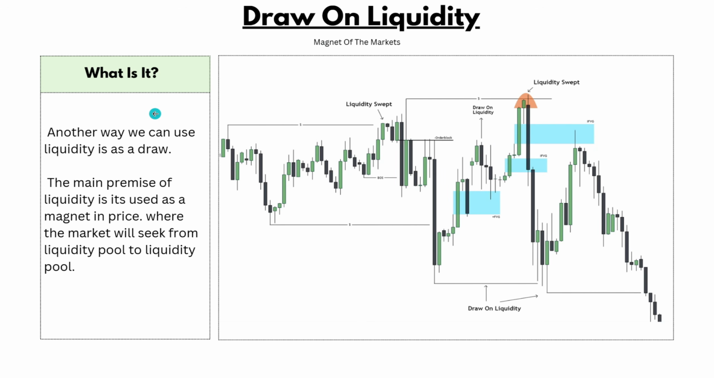Another way we can use liquidity is as a draw. The main premise of liquidity is to be used as a magnet, where price will seek from liquidity pool to liquidity pool. Price comes higher, sweeps this area of liquidity, but as you can see, it struggles, giving this rejection up until we get this displacement down here, followed by this break of structure.